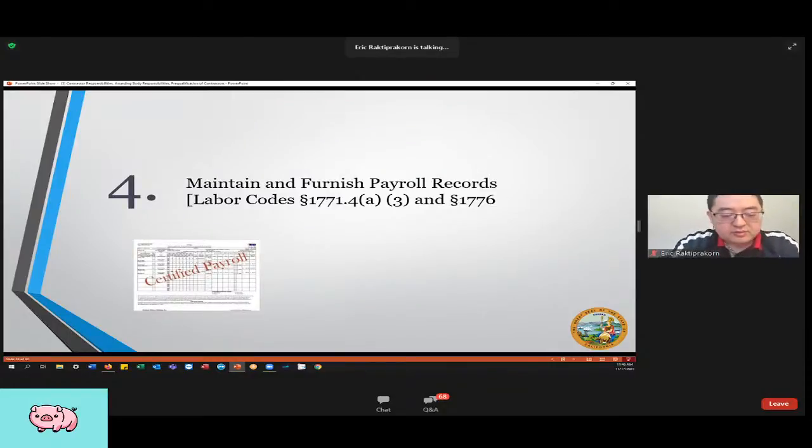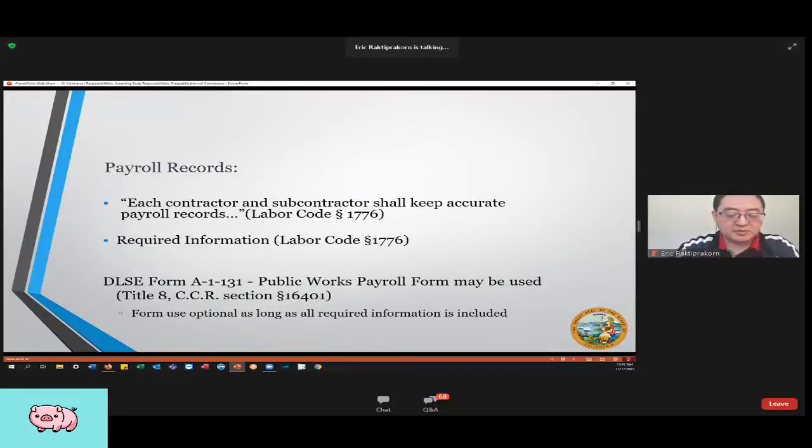So now we're going to be discussing the maintenance and furnishing of payroll records. So we're going to be talking about first the certified payroll records, the physical ones, and how they differ from electronic certified payroll records. And this is pretty much the concluding portion of this presentation. We can move on to the next slide.